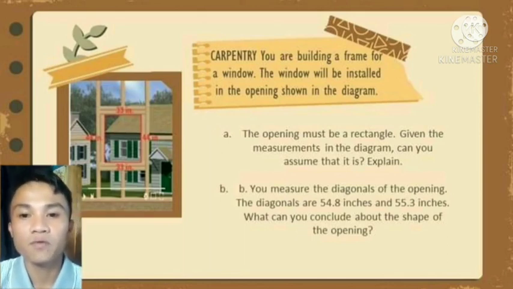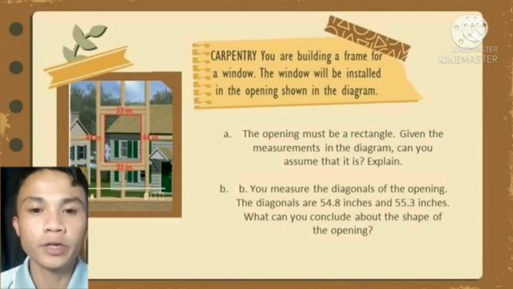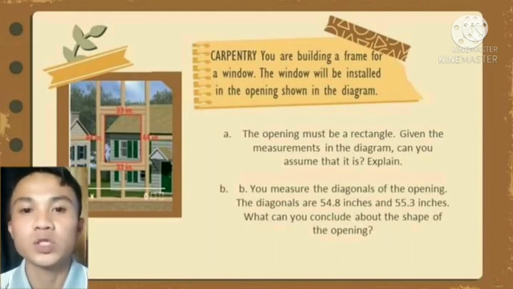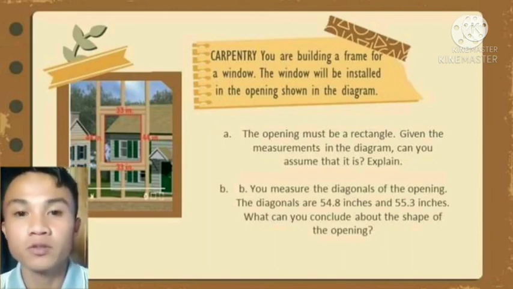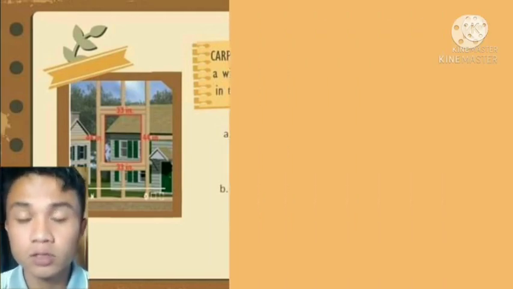So, number 2, sa example natin, question number 2 is, you measure the diagonals of the opening. So, the diagonals are 54.8 inches and 53.3 inches. So, what can you conclude about the shape of the opening? So, the solution in question number 1. So, the question number 1 is the opening must be a rectangle given the measurement in the diagram. Can you assume that it is?